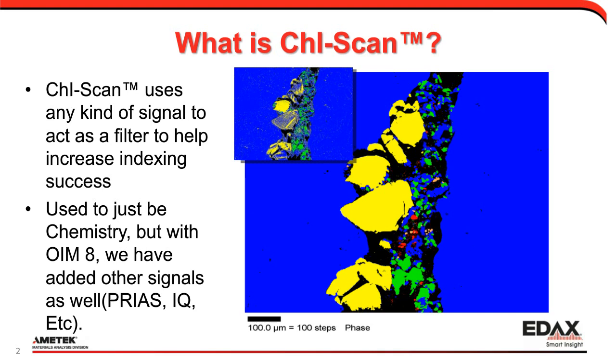Originally, that filter was just going to be your chemistry data, but now that we have it inside OIM Analysis, we're able to add things like PRIAS and IQ and different signals in general. We'll talk about that as we go along. So again, it's basically acting as an initial filter to help indexing when I need it, which of course leads to the question: when do I need it?